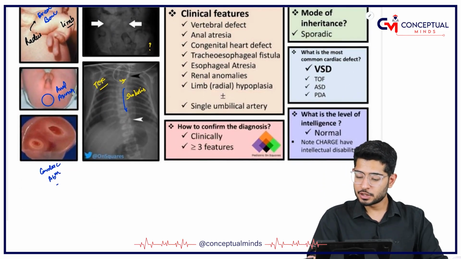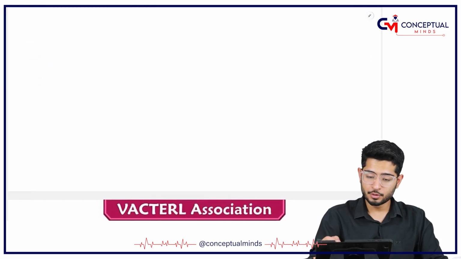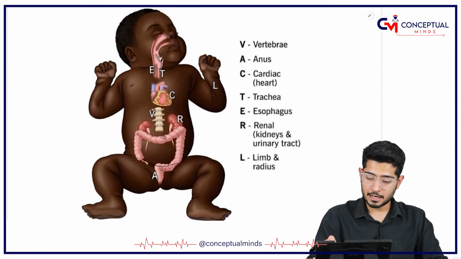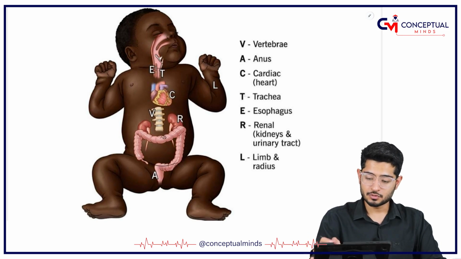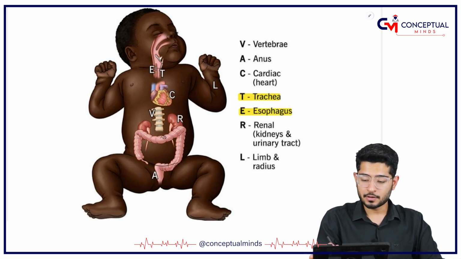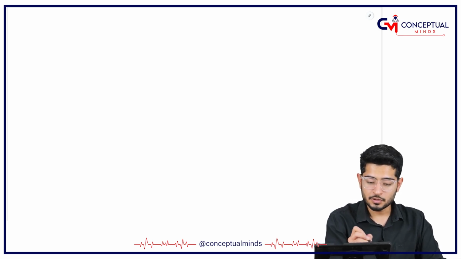So this is something which you have to understand. Now there is a beautiful question which has been asked, but before that question, let me just show you. This is also one of the good ways to show you this. The trachea and esophagus are involved. Then coming down you have cardiac, and behind you have vertebral problems. Then you have anus in the anterior part, renal in the posterior part, and of course limbs and the radius. So let me write down this beautiful question for you.